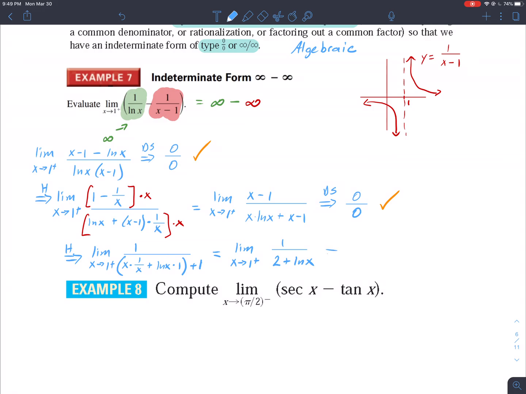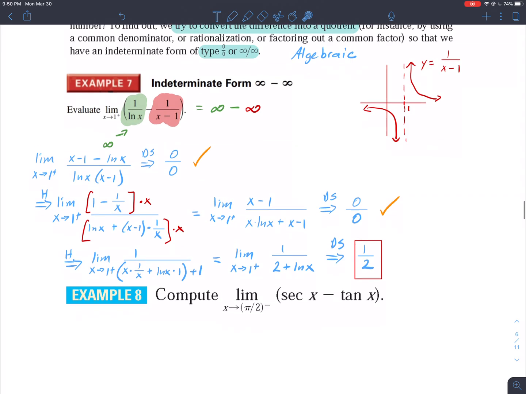Now we're getting somewhere, because with direct substitution here, the top is 1, and the bottom, when you put 1 into this ln of x, you're going to get 0. ln of 1 is 0. So our answer is 1/2. Indeterminate products that started out as infinity over infinity simplifies to 1/2.